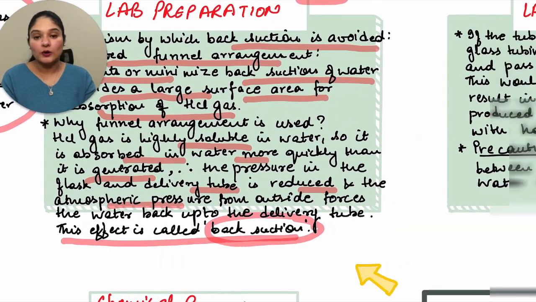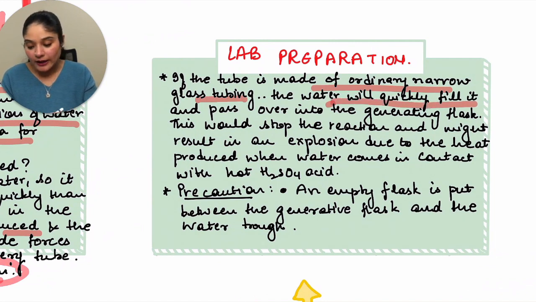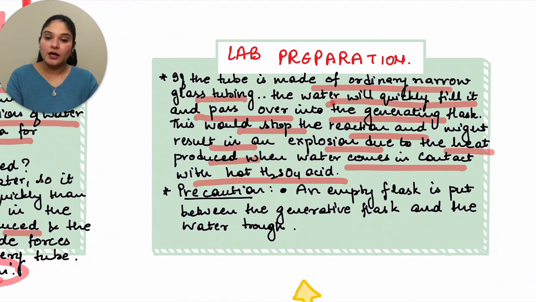Okay. Now let's move to the second part. Now, if the tube is made of ordinary narrow glass tubing, which I just mentioned, the water will quickly fill in and pass over into the generating flask. This would stop the reaction and might result in an explosion due to the heat produced when water comes in contact with hot H2SO4 acid. Why hot H2SO4 acid? Because right before collection, if you remember, you have a drying agent, that is H2SO4. So concentrated H2SO4 is the drying agent, and if water reaches there, of course there is a chance of explosion.